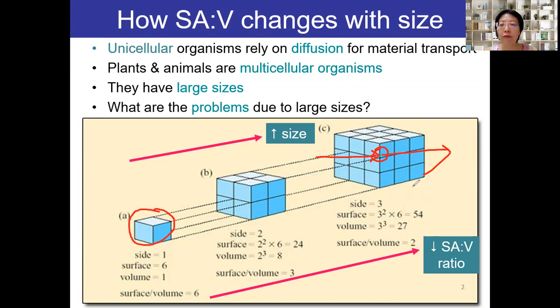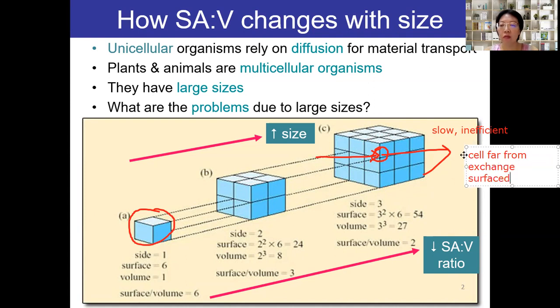So to wait for diffusion of oxygen and glucose into this cell, and to wait for the removal of urea from this cell to the external environment, is going to be quite slow and inefficient, isn't it? Why? Because the location of this cell is so far from the exchange surface. The cells are far from exchange surfaces. Exchange surfaces are surfaces immediately in the external layer of the organism, your skin layer, for example. So the exchange is not efficient anymore.